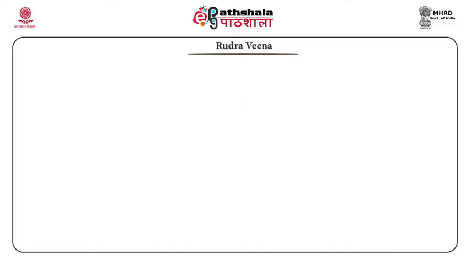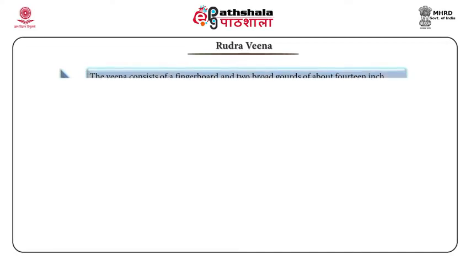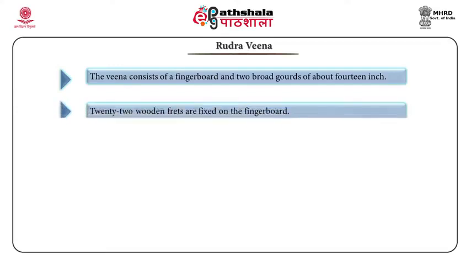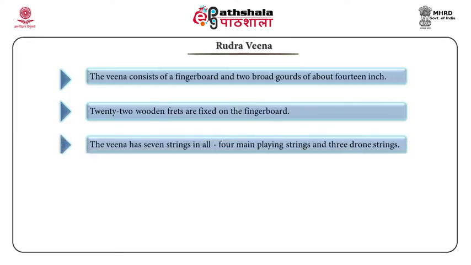The construction of the rudraveena: the veena consists of a fingerboard and two broad gourds of about 14 inches. 22 wooden frets are fixed on the fingerboard. The veena has 7 strings in all, 4 main playing strings and 3 drone strings.